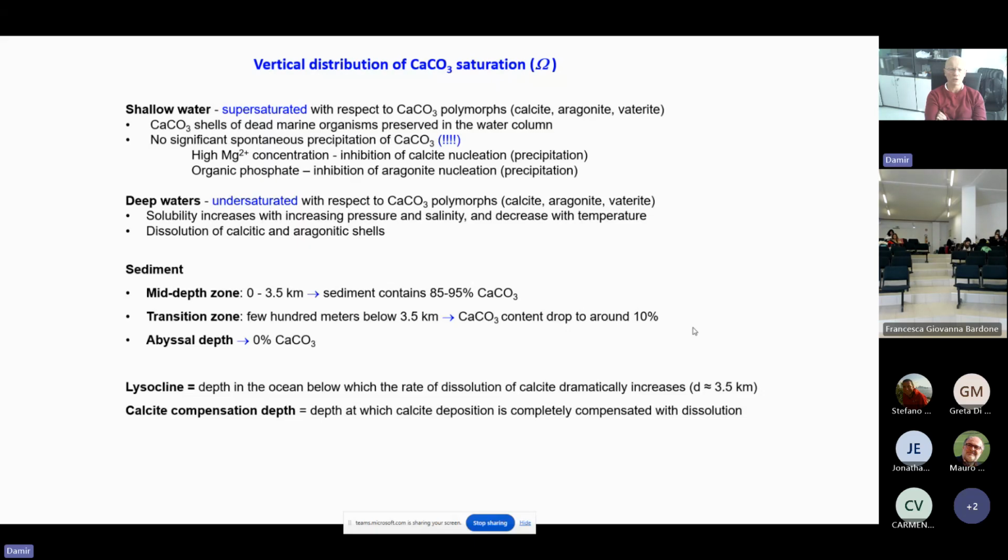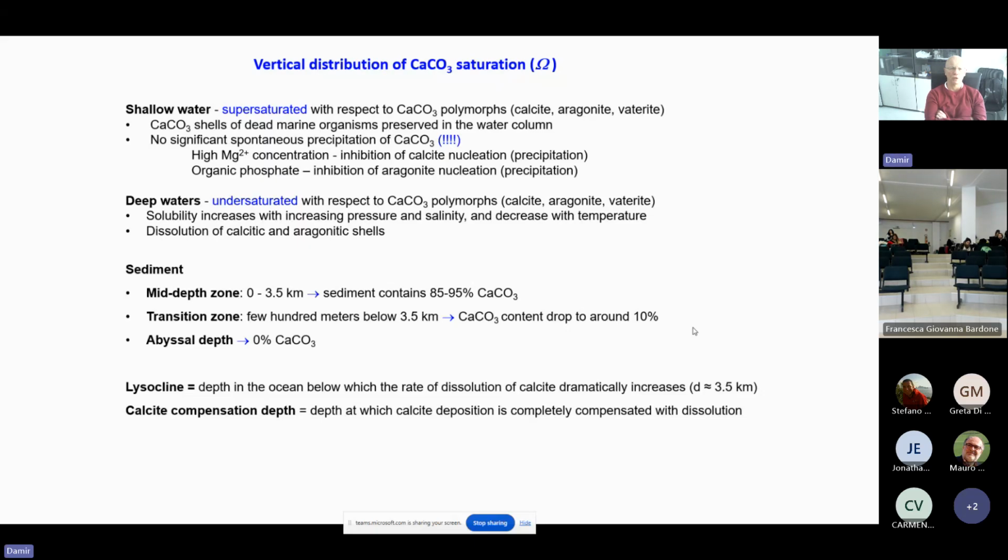In such a system, there is no significant spontaneous precipitation of calcium carbonate, although it is relatively highly supersaturated. We notice supersaturation of 5 or even 8. The explanation is related to the high magnesium concentration, which inhibits calcite nucleation, while aragonite nucleation is suppressed by the presence of organic phosphate in the water.